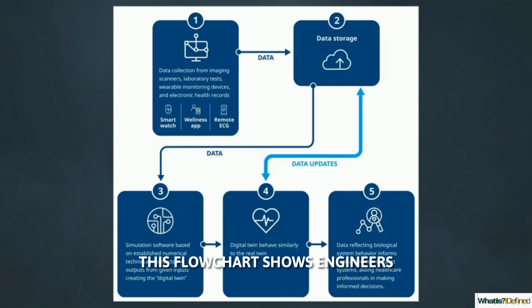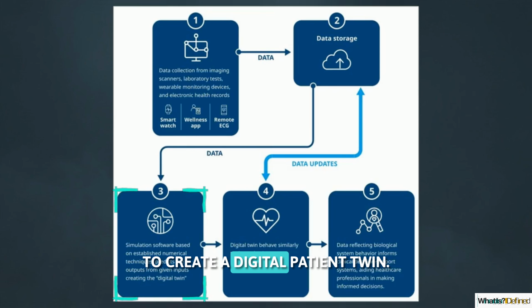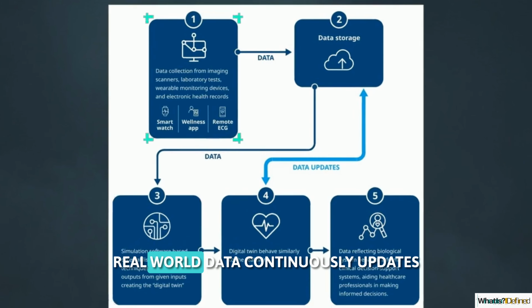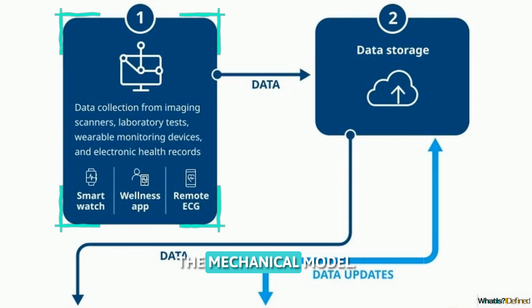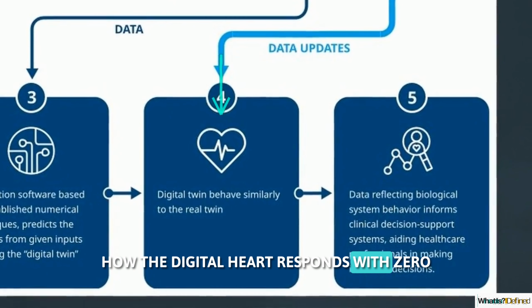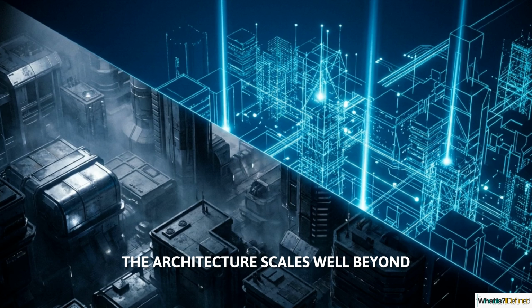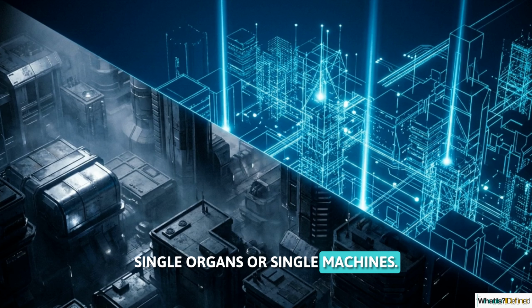This flowchart shows engineers mapping this technology onto biology to create a digital patient twin. Real-world data continuously updates the mechanical model. Physicians use this replica to test treatments virtually, observing how the digital heart responds with zero risk to the actual human. The architecture scales well beyond single organs or single machines.